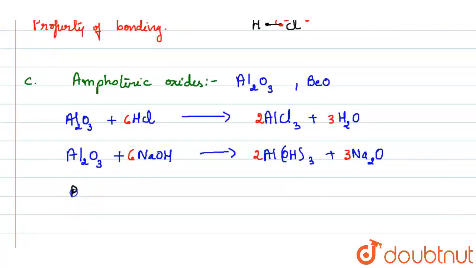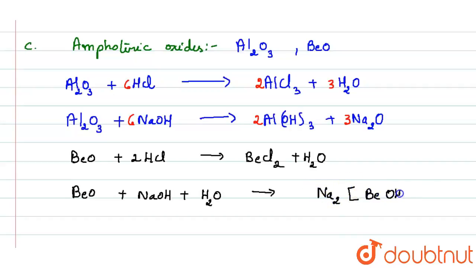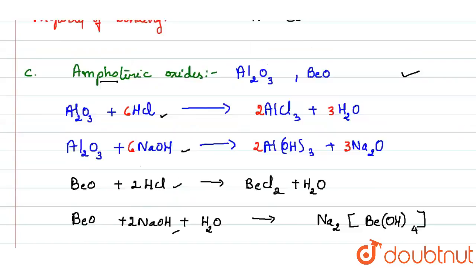However, beryllium oxide can also be treated with HCl. It forms strong and stable beryllium chloride along with H2O. We can balance the equation with 2. It can also be treated with bases like NaOH in the presence of aqueous medium, H2O. Then it is going to form a complex and stable salt of beryllium, which is represented like this. So it proves that both aluminium oxide and beryllium oxide can react with acids as well as the corresponding bases. So they are amphoteric in nature. So this statement is also a correct statement.